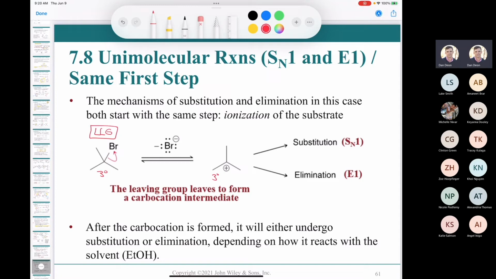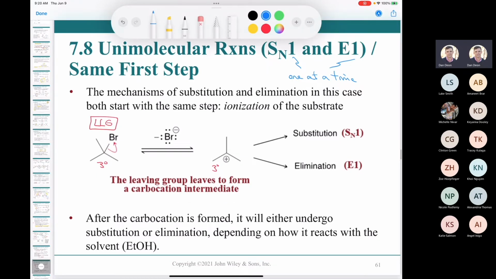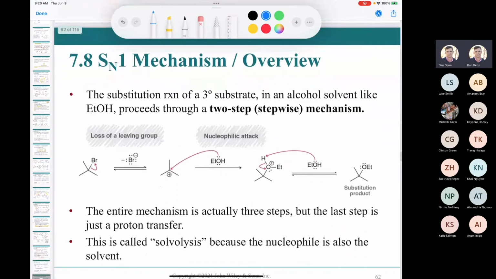Put another way, my students taught me, SN1 and E1 go together, so you can think of them as happening at a time. The steps happen individually. The first step is the loss of leaving group, and the second step is either a nucleophilic attack or a proton transfer to form the substitution or elimination products. So whether you get substitution or elimination is just based on how the carbocation reacts with the solvent. So let's take a look at the mechanism in more detail. And the substitution reaction for this tertiary substrate in this alcohol solvent like ethanol proceeds through this two-step, or SN1, mechanism. Let's check it out.